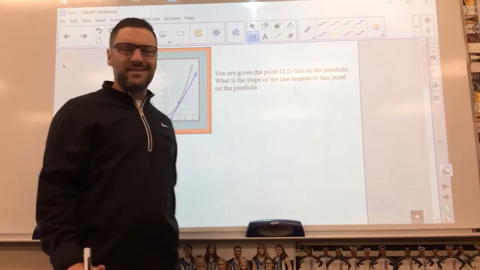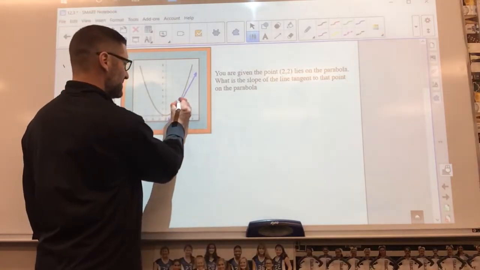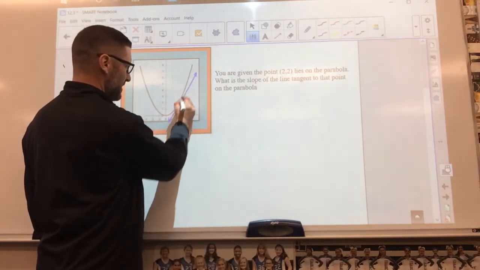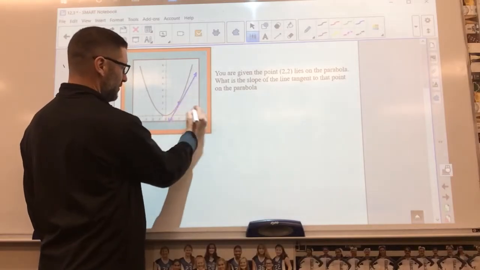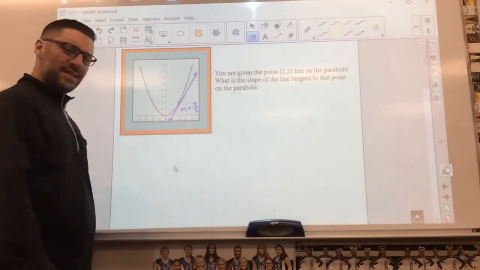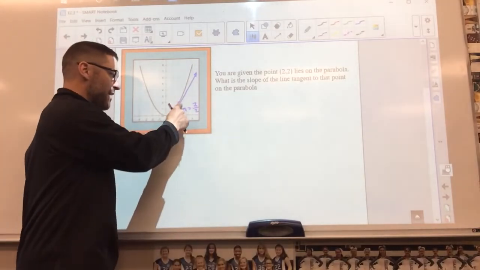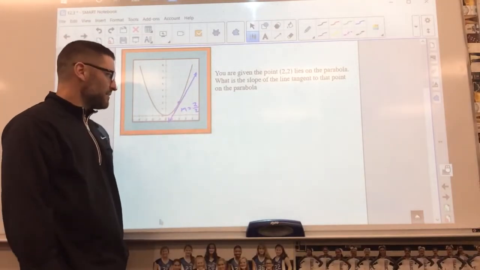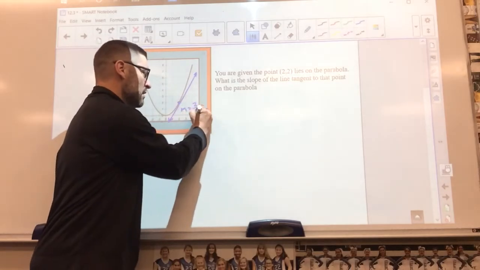Again, this is a very non-exact way of doing it, but it looks like it's up about 2 over 1. I didn't quite hit there, but maybe my line's a little bit off. I'm going to call this slope up 2 over 1. The instantaneous rate of change at that point on the graph looks like up 2 over 1.